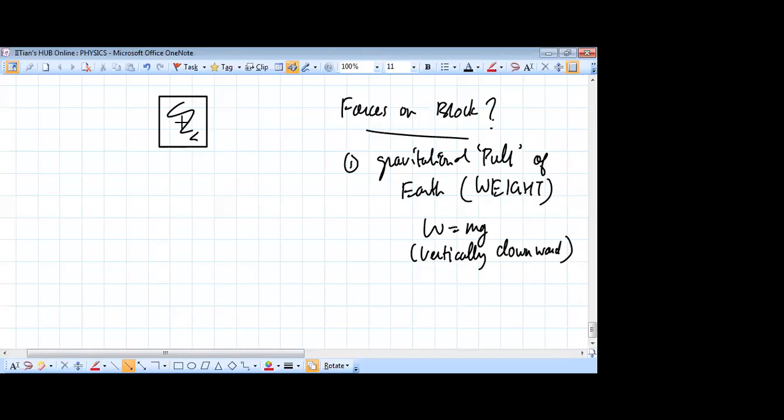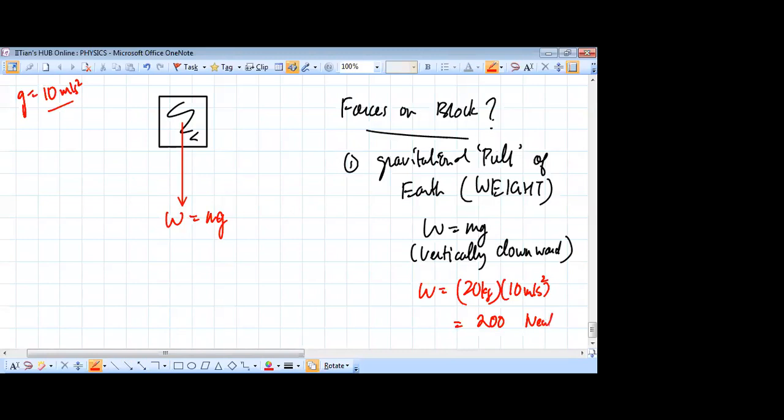So the first force which acts on this block is the gravitational pull of the Earth, which we call weight. And that is equal to mg, which will be equal to 20 kilograms times, let's take g as 10 meters per second squared. We are taking g as the approximate value of 10 meters per second squared. So that will be 200 newtons, and its direction will be downwards. Now, secondly, what we can understand is that this weight of the object is pushing it against the floor.